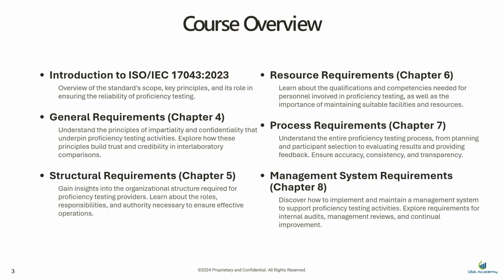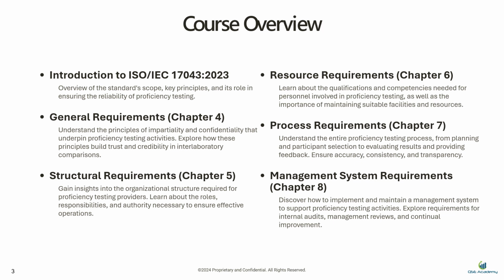Next, in Chapter 6, Resource Requirements, we'll delve into the qualifications and competencies needed for personnel, as well as the facilities and resources required to support effective proficiency testing. In Chapter 7, Process Requirements, you'll learn about planning proficiency testing, participant selection, and evaluating results. This module emphasizes transparency, accuracy, and consistency throughout the entire testing process.